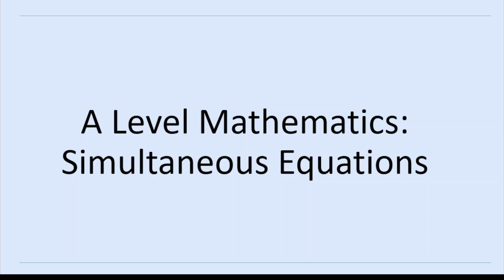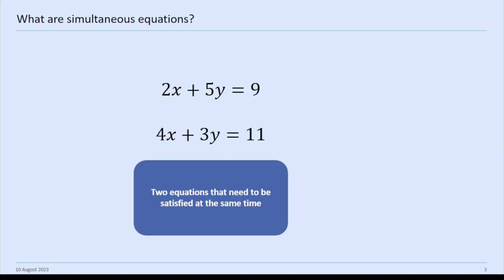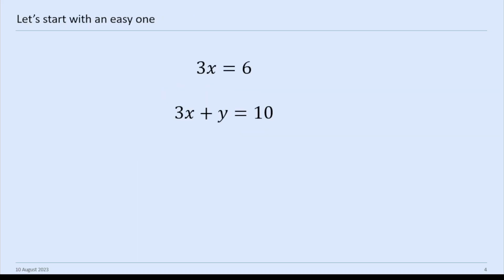I'm Simon. Today we're going to look at simultaneous equations as part of the A-level mathematics syllabus. So here's an example. 2x plus 5y equals 9. 4x plus 3y equals 11. They're two different equations. They have to be satisfied simultaneously, that is at the same time. So we've got to find values of x and y that work in both equations.